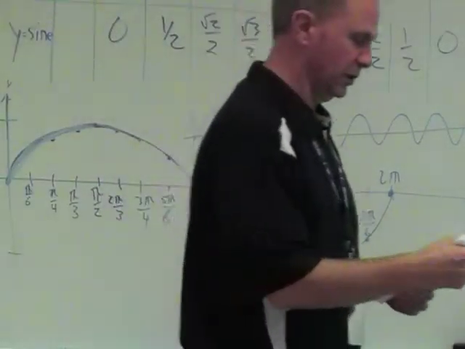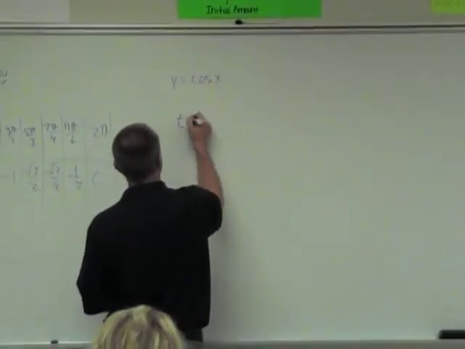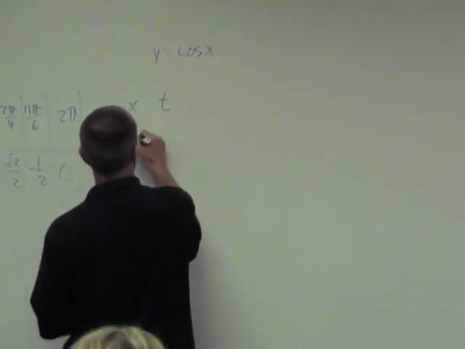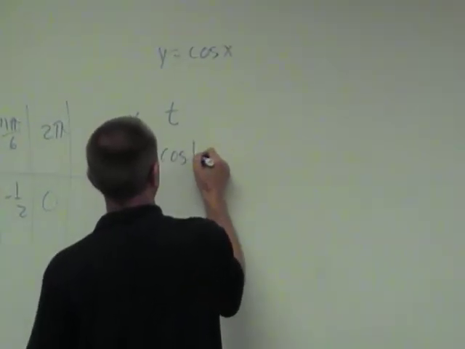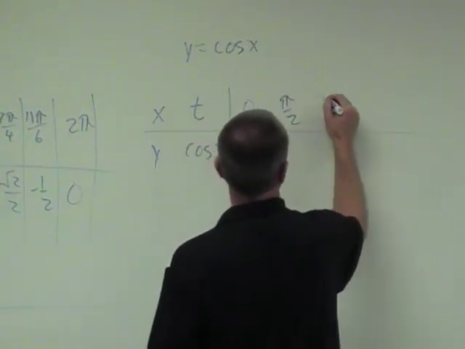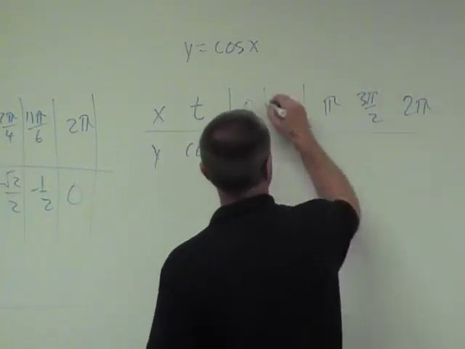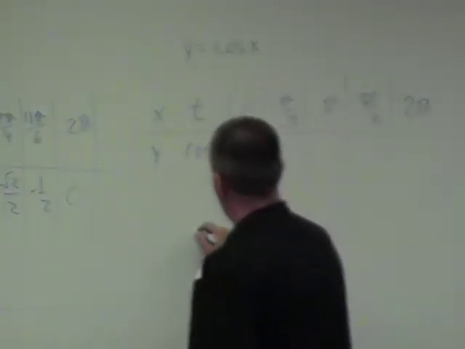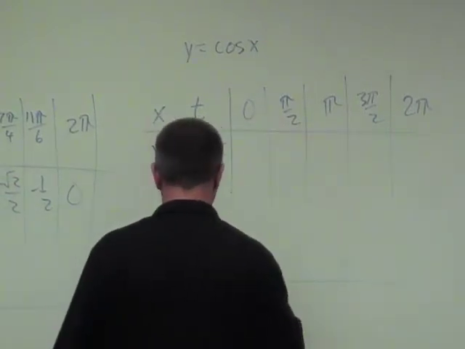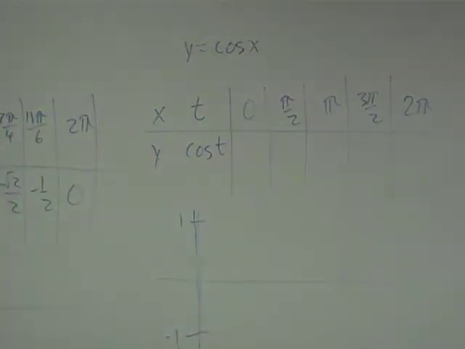So let's talk about what the cosine looks like. Again, t is your x, and your y is going to be the cosine of t. We're not going to do all these. We're going to do 0, pi over 2, pi, 3 pi over 2, and 2 pi. Those are the only ones we're going to do on this graph. And then we'll just kind of connect the dots following this pattern that we've done here.